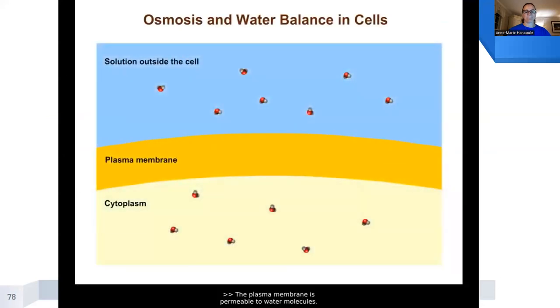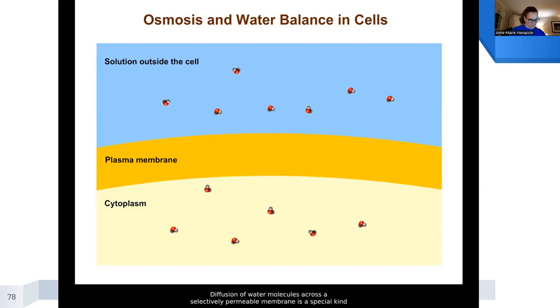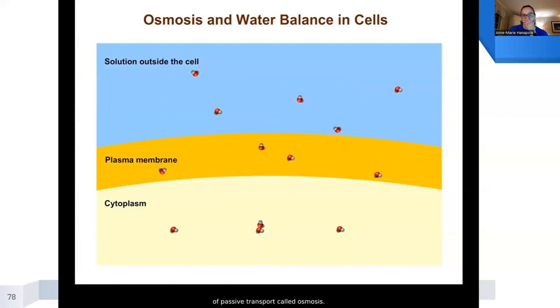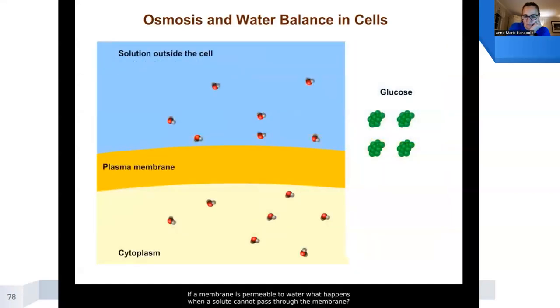The membrane is permeable to water molecules and allows the movement of water into and out of the cells, which is critical to life. The movement of water molecules across the selectively permeable membrane is a special kind of passive transport called osmosis. If the membrane is permeable to water, what happens when the solute cannot pass through?